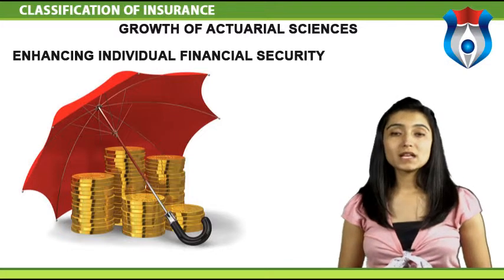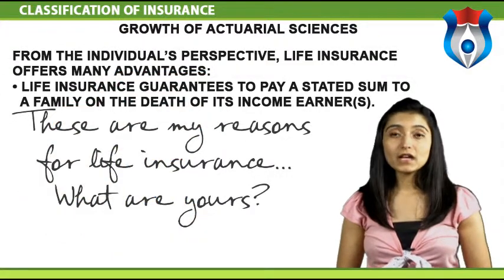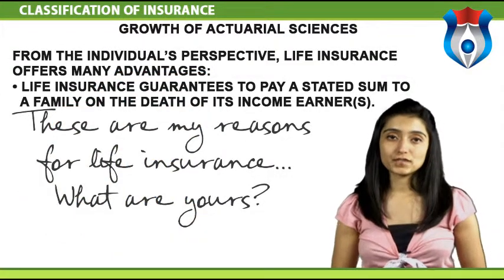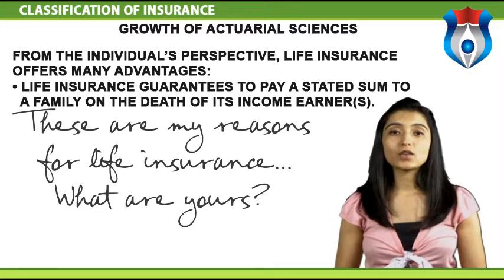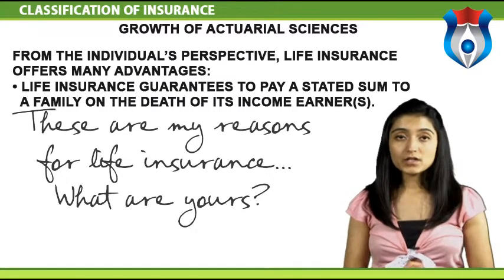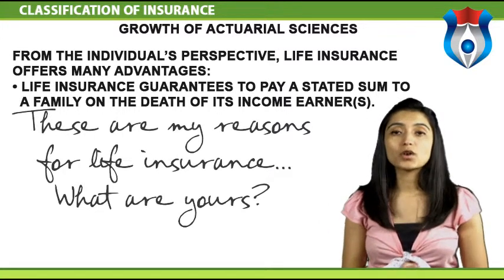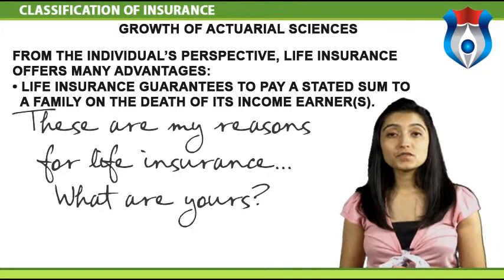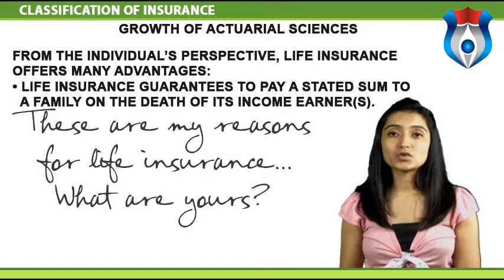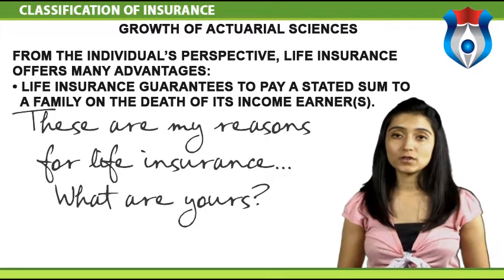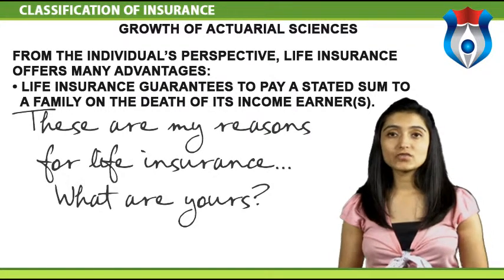Among the private programs, life insurance has been a universal response. From the individual's perspective, life insurance offers many advantages. Life insurance guarantees to pay a stated sum to a family on the death of its income earner. In doing so, it affords families a measure of protection against the adverse financial consequences of premature death, gives individuals a greater sense of economic security, and can help reduce worry and distress and thereby increase initiative. No other privately purchased financial instrument can perform this function.